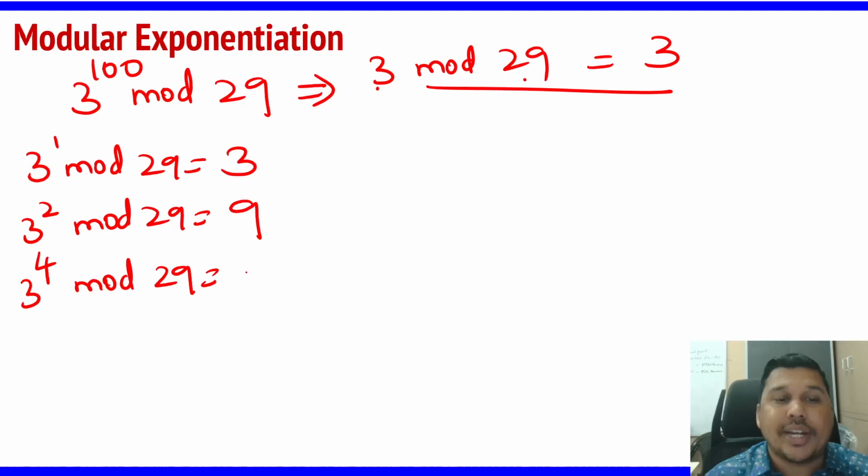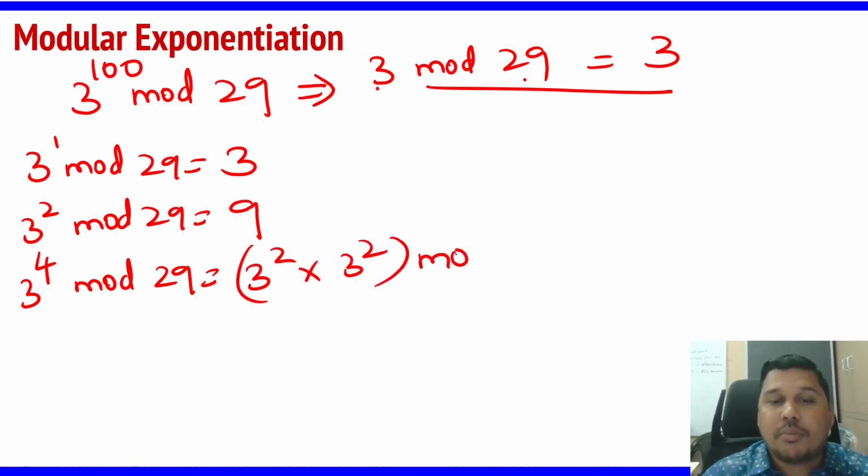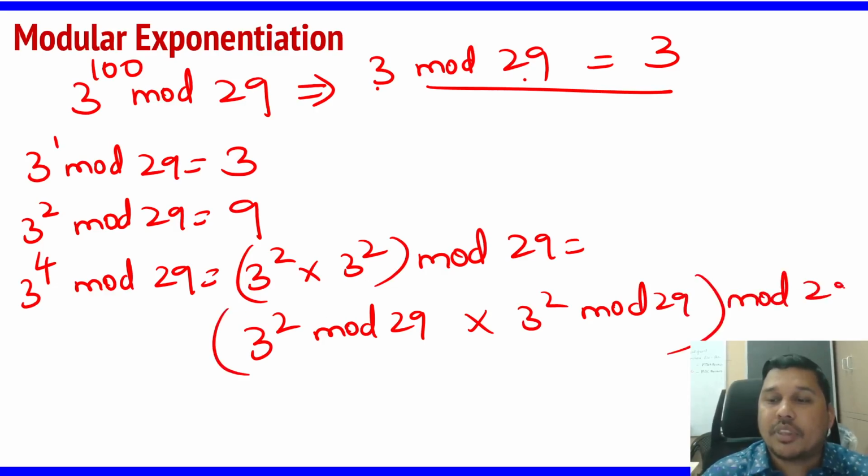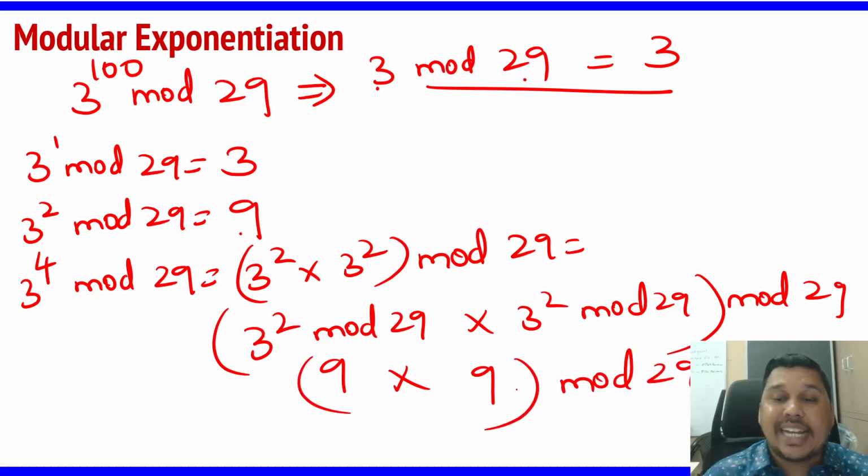So 3 power 4 mod 29 means 3 square into 3 square mod 29. This can be written as 3 square mod 29 into 3 square mod 29, whole mod 29. What is 3 square mod 29 value? 9. So this is 9 into 9 mod 29.